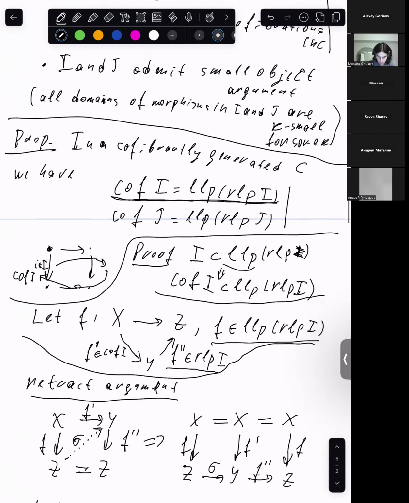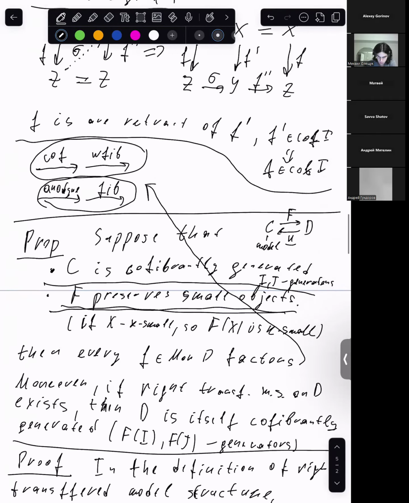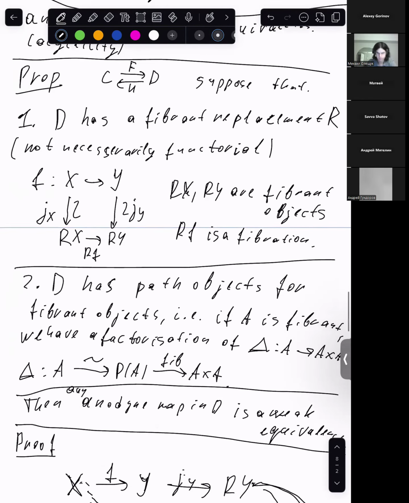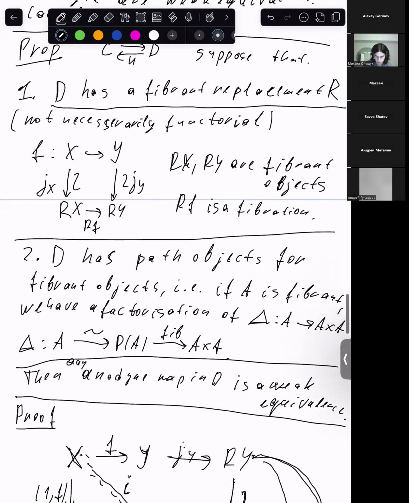Next, we want to check the conditions from the second proposition, which is that D has a finite replacement, and D has path objects.